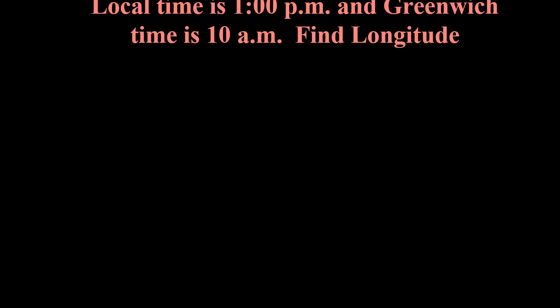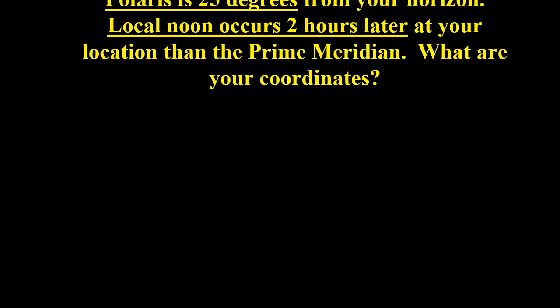Here's a problem for you to do. If you need to pause and go back to the previous problem to follow the steps, then you may do so. Here is another problem. Polaris is at 25 degrees from your horizon. Local noon occurs 2 hours later at your location than the prime meridian. What are your coordinates? We're going to do this one together because the information that we have to start with is a little different from the previous problem.